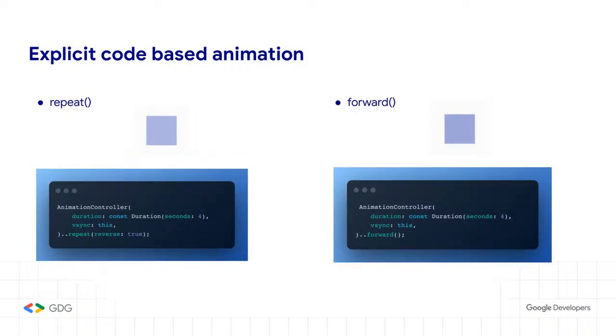So here I have the repeat, and the way we use the animation controller is that there is an animation controller widget that accepts duration. This is the same duration for the animation animating the widget, and the vsync. And you will also say if it is repeat or forward or reset, that we will be mentioning it here.